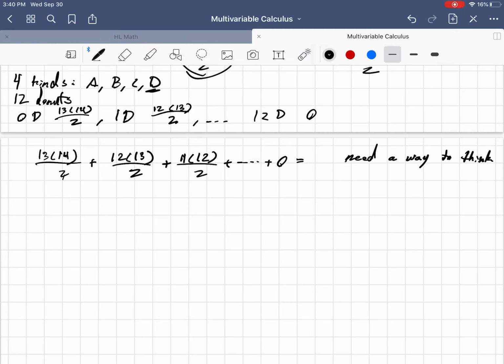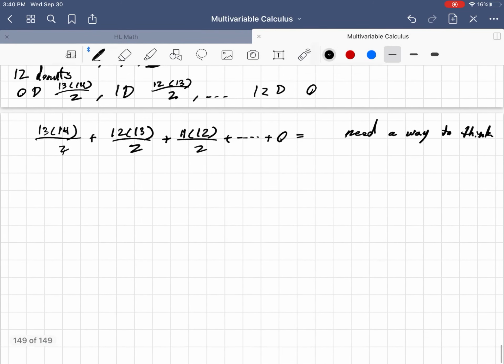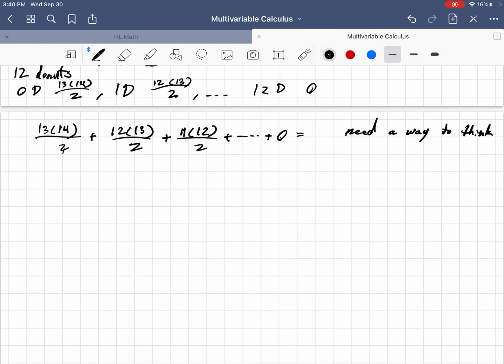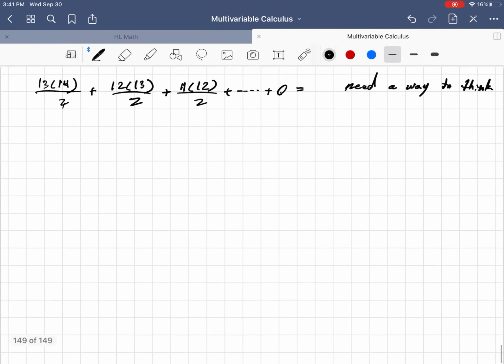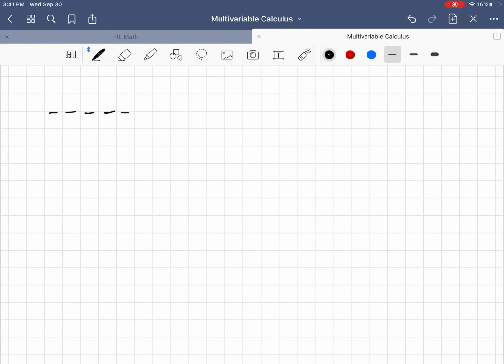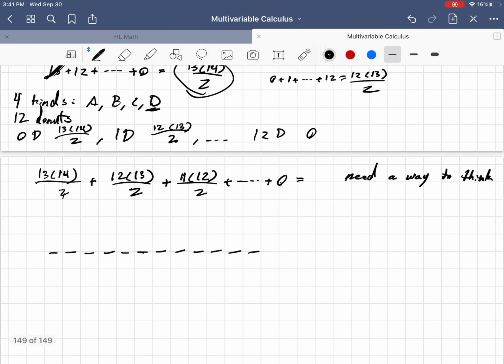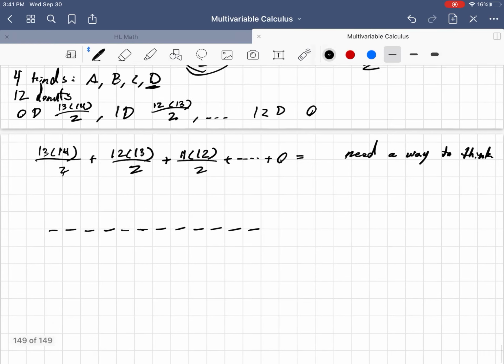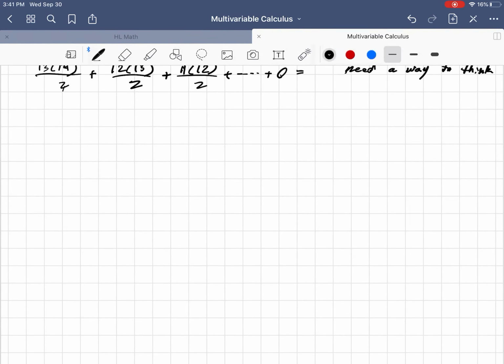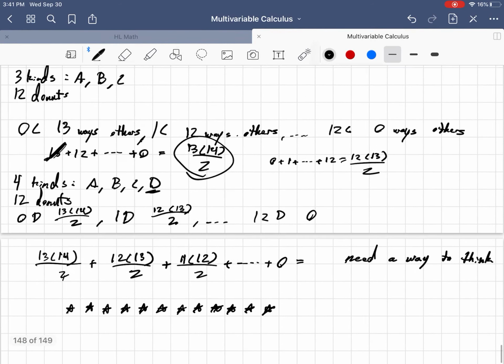And so let's think about it like this. Let's still consider the 4 kinds of donuts and the 12 donuts that we wish to buy. We're going to imagine 12 slots for the number of donuts that we're buying. So 1, 2, 3, 4, 5, 6, 7, 8, 9, 10, 11, 12. Since I called it stars and bars to begin with, we're going to do 12 stars. Okay, and those are representative of the dozen donuts that we buy.